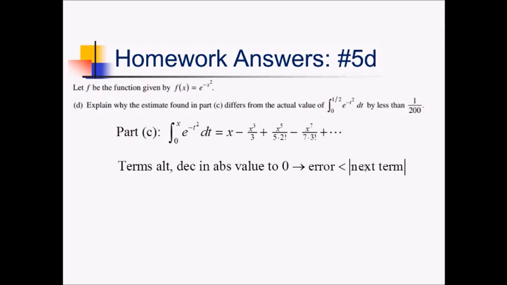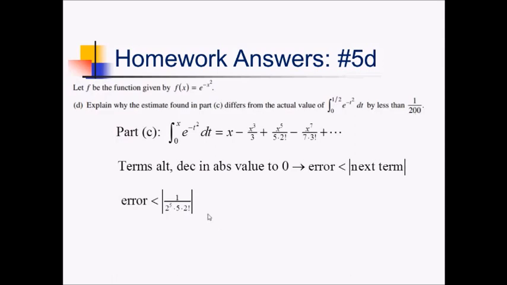Well, what's the next term going to be? We used the first two terms to approximate in part C. So the next term is this third term here, this x to the 5th over 5 times 2 factorial. The value of this term is just what we get when we plug in 1/2 for the x here. So that's going to be 1 over 2 to the 5th, times 5 times 2 factorial. All this craziness. Now this is a no calculator problem, so we're going to have to evaluate this far enough to see that it's less than 1 over 200.